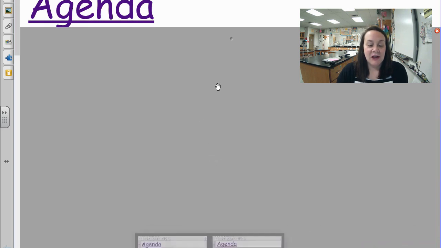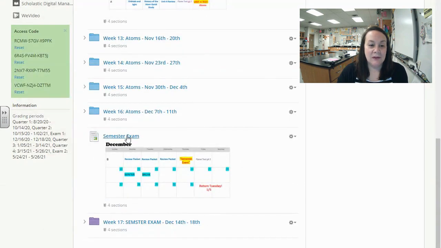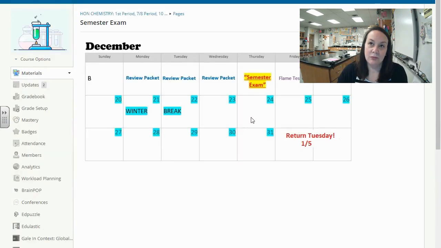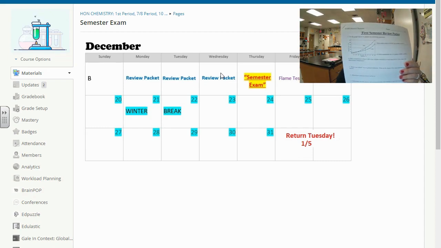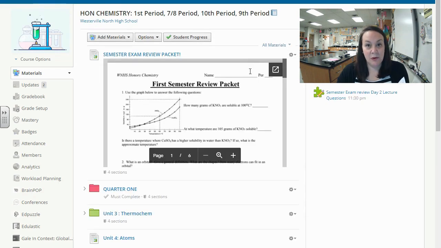So the first thing that we did is we took a look at the schedule. At the very bottom, this is the exam schedule. We're having an exam in this class. So Monday, Tuesday, Wednesday of this week, you're going to be working on your semester exam review packet. That review packet will be given out in class to all the Cohort B people.